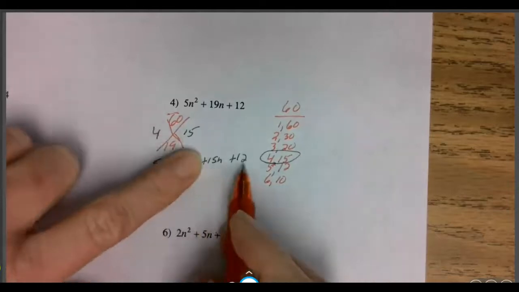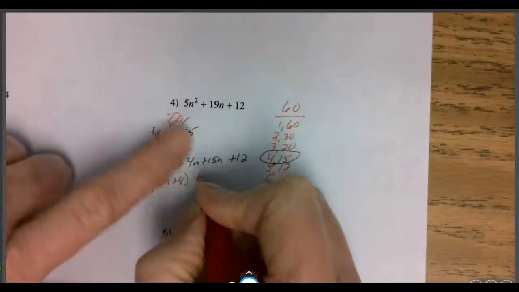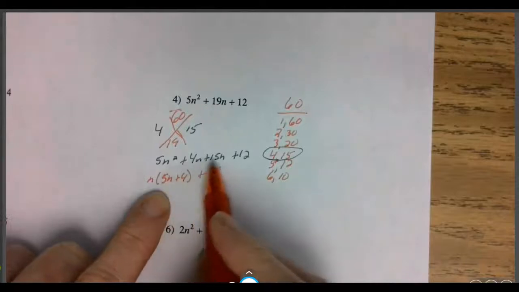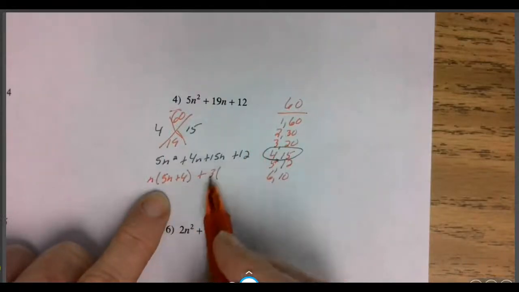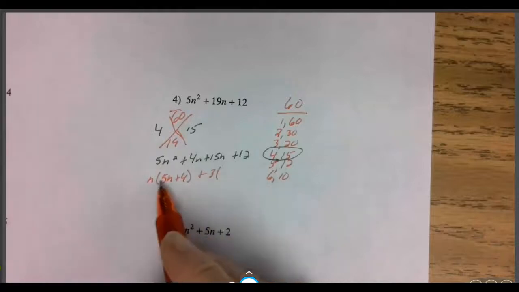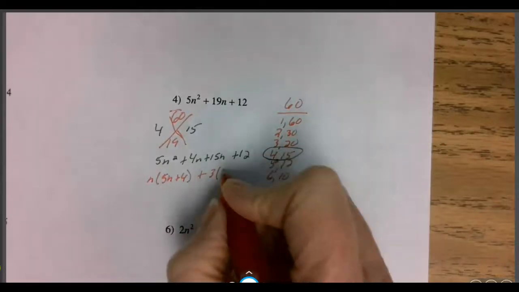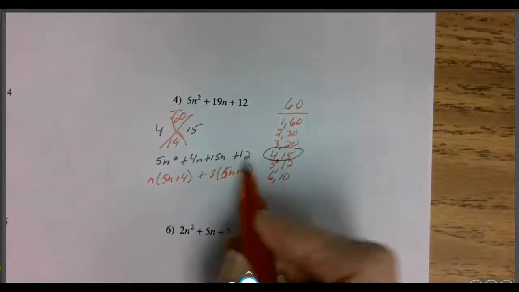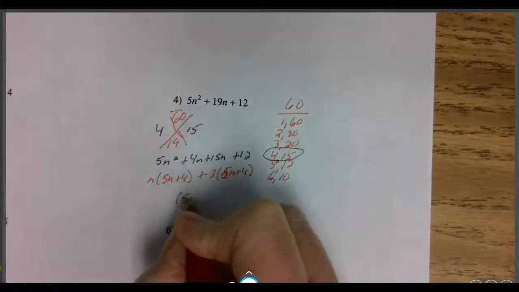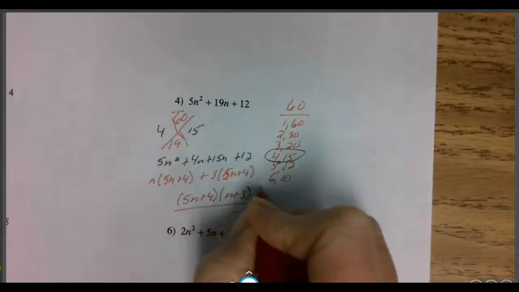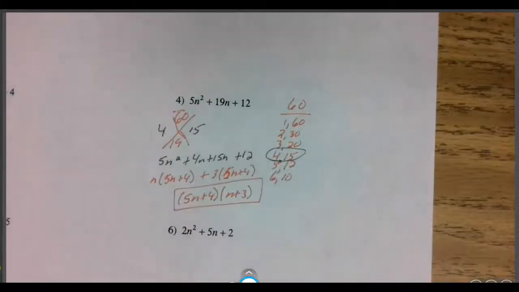Greatest common factor here, 3. And if you're not always sure, remember, look at this 5. How many times does 5 go into 15? 3. So that gives you a hint. I can get my greatest common factor by going backwards. Divide them both by 3, so I get 5n plus 4 and plus 3. So that's just to refresh your memory.